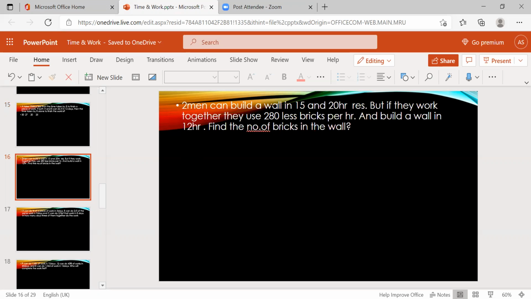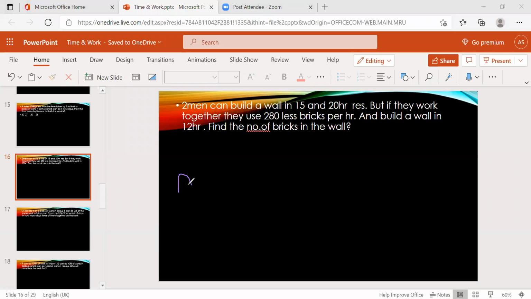Two men can build a wall in 15 and 20 hours respectively. Okay, they given individual work time. But they work together, they use 280 less bricks. That means they will do some less work, and build a wall in 12 hours. Find the number of bricks in the wall. Okay.